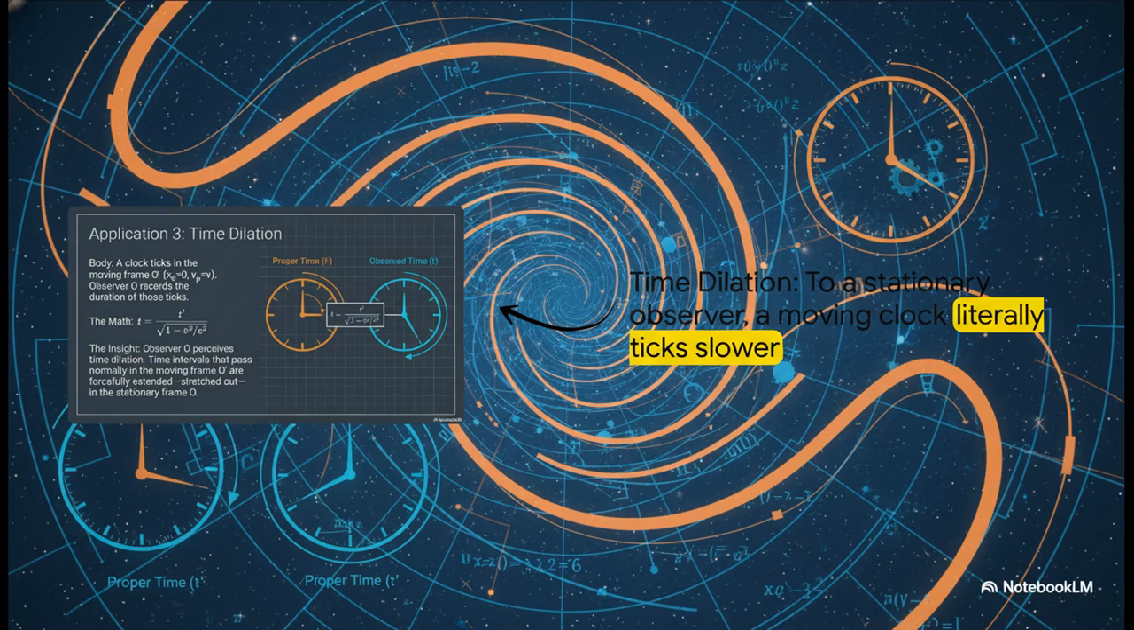The engine has another surprise for us, and this one is about time. The stationary observer, O, looking at a clock in the moving frame, will see it ticking slower. I mean, literally, the seconds themselves are stretched out. We call this time dilation. It boils down to this: the faster you fly through space, the slower you travel through time. It's a fundamental trade-off that's just built into the universe.